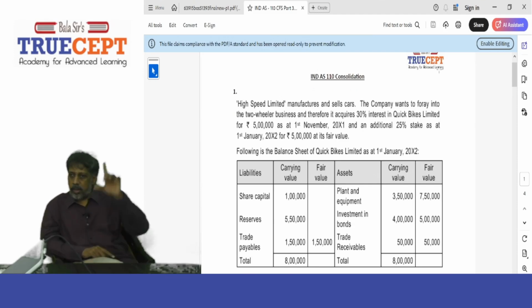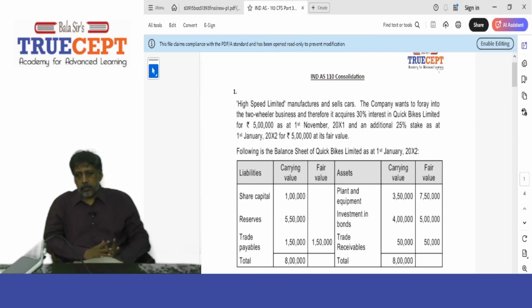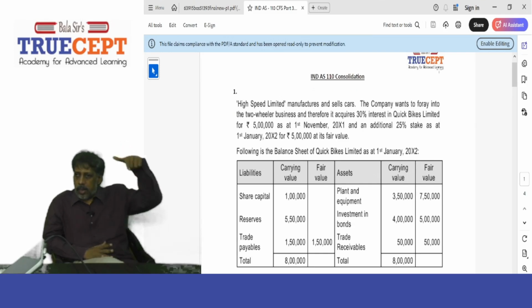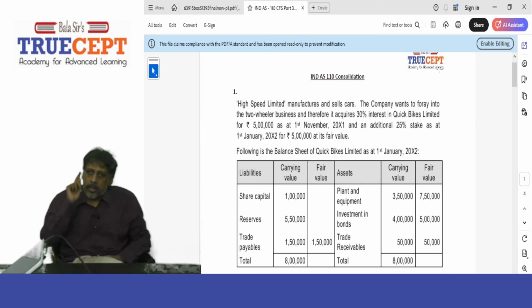You saw, on 1st November, I bought 30% shares, that is ownership interest in the company, for 5 lakh rupees. Next, an additional 25% stake as at 1st January 20x2 for rupees 5 lakh. What is 30 plus 25? 55. More than 50. Therefore, I start to control the entity from 1st January 20x2. So that becomes the acquisition date.